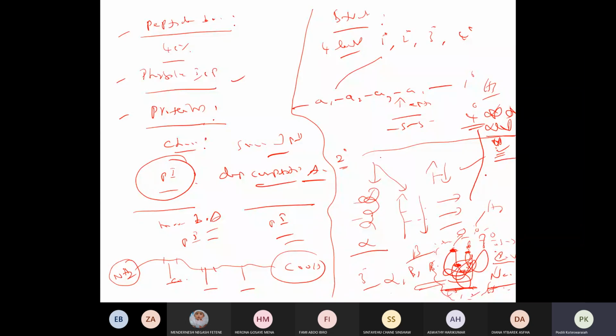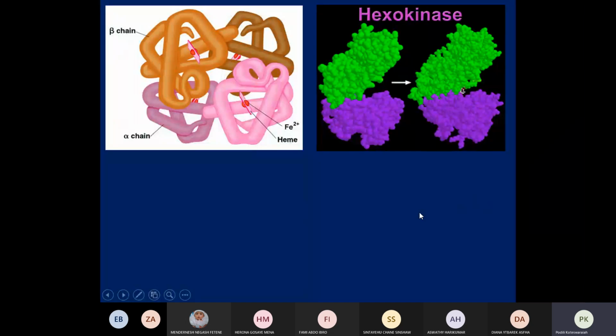Then we discussed the denaturation of the protein. When the protein is subjected to alkali, acid, or heat treatment, the three-dimensional structure is lost. As a result, the protein becomes linearized, and this loss of the three-dimensional structure is known as denaturation. So this is about the protein structure.